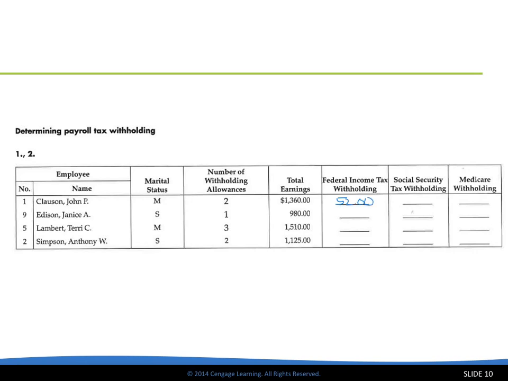Okay, my second employee is single, and they have 1 withholding. So that's going to be our single table. That's on 353. They had total earnings of $980, so I find $980 on that table. They had 1 allowance, so I go over to the 1, and they have a total withholdings of $79.